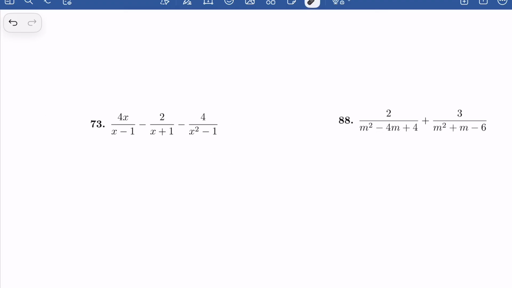Now, for this next example, we're again going to be subtracting rational expressions, but now we're subtracting 3 rational expressions. So this might make our least common denominator a bit bigger. Now, again, our least common denominator is going to be the product of all of the different denominators in our rational expressions, and it's going to be each factor raised to its greatest power. So this would be one factor, this would be another, and this might be another.